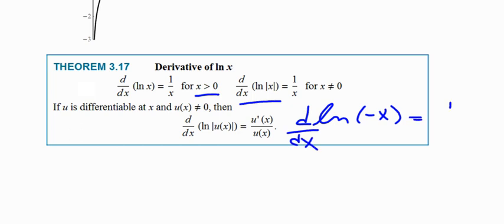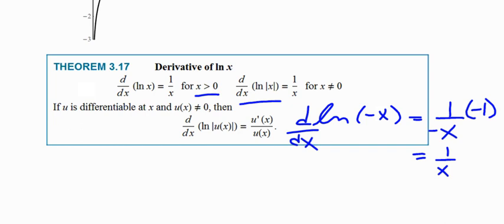and we take the derivative of it, it would be 1 over the negative x, and then the chain rule says we have to multiply it by the derivative of the coefficient, negative 1, and we still get 1 over x. So even with the absolute value, it works the same.